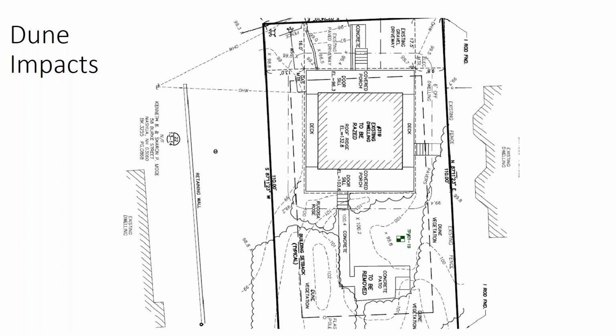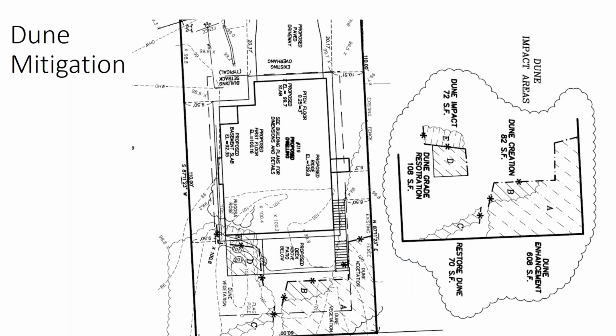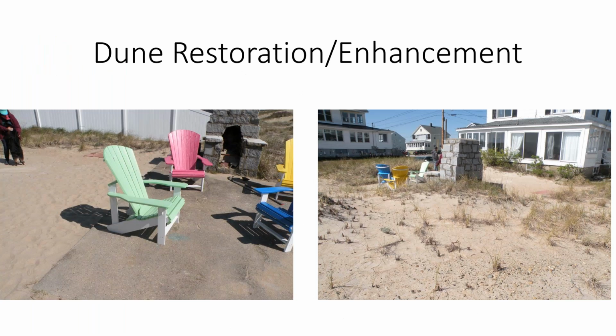Next slide. Here's a typical dune project. There's a house, there's concrete areas, there's a lot of disturbed dune in front of the house. Next slide. These are the kind of details we do now: dune impact, dune grading, temporary impacts, dune creation or restoration, and enhancement areas. Next slide. This is typically what a lot of the projects look like. You can see the dune doesn't have much vegetation. You've got patios and things like that. So what we do is remove things and restore them.